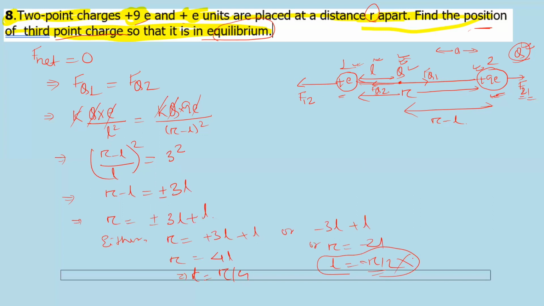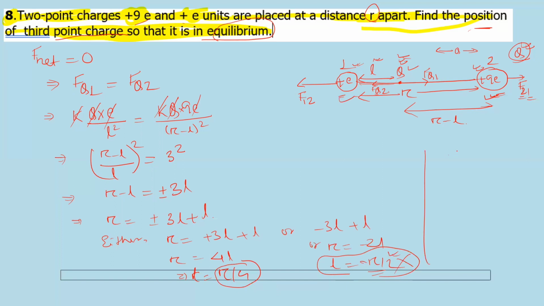Because on this side, this minus R by 2 is the distance at which, if we place the charge, it will not be in equilibrium. That is on this particular side. So we will take R by 4. That is because we know we must place the charge between the two charges so that it is in equilibrium. Okay, so we will consider this to be R by 4.